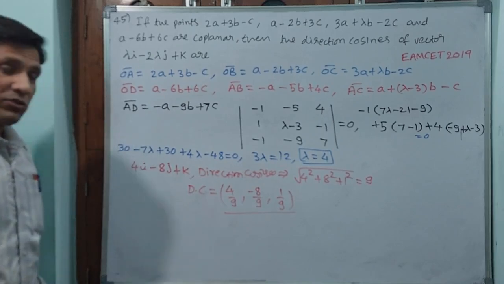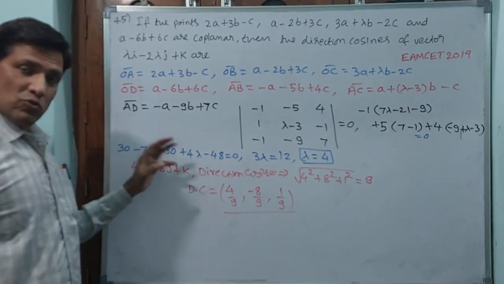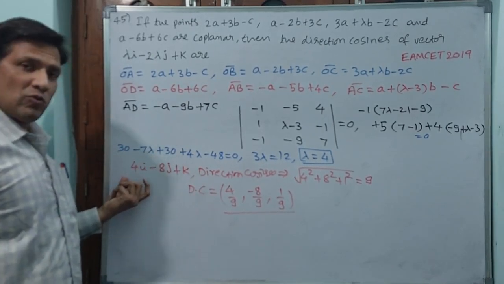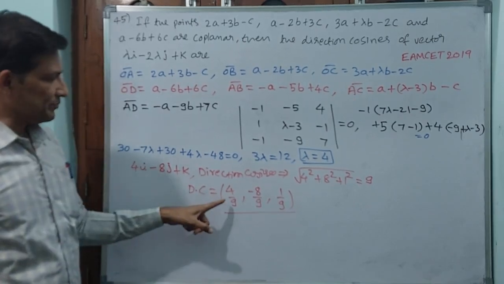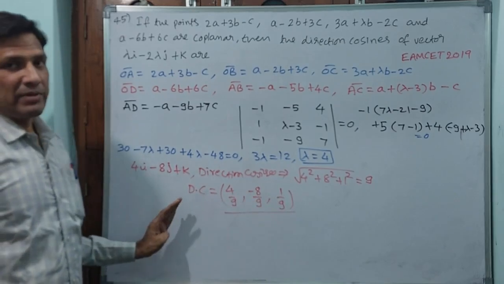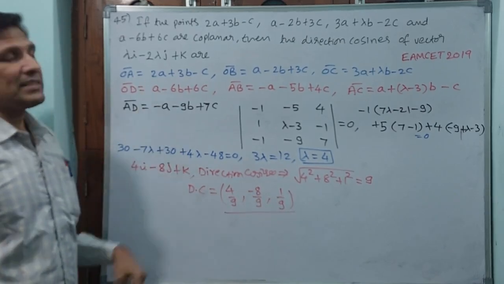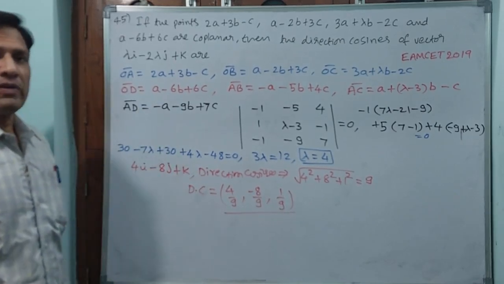These three are direction cosines. Direction cosine means you have to take the modulus, so make a square and a square root. Again you have to divide with only the coefficients. Only coefficients will come, direction cosines. This is the answer for this question. Take this, we will go for the next question.